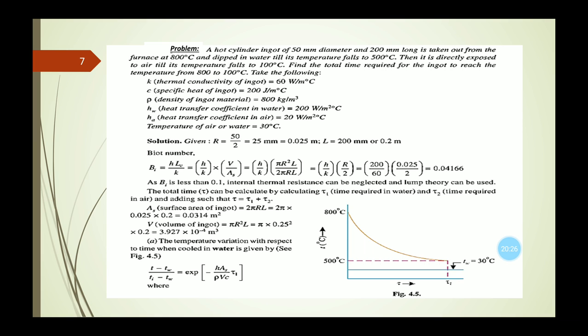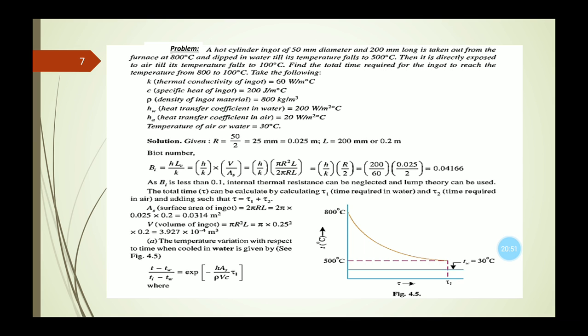And some data are given here. K is given as 60 watt per meter degree centigrade, that is the thermal conductivity of the ingot. The specific heat of the ingot is given as 200 joule per kg degree centigrade. The density of this ingot material is 800 kg per meter cube. The heat transfer coefficient of the water is given as 200 watt per meter square degree centigrade.